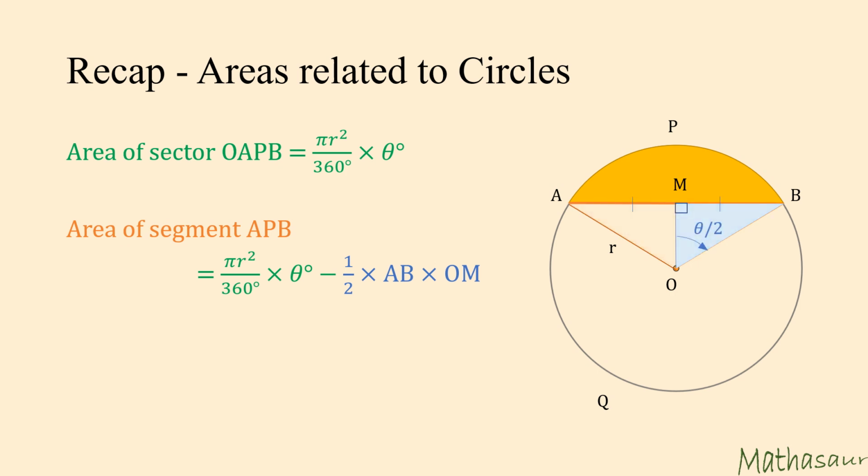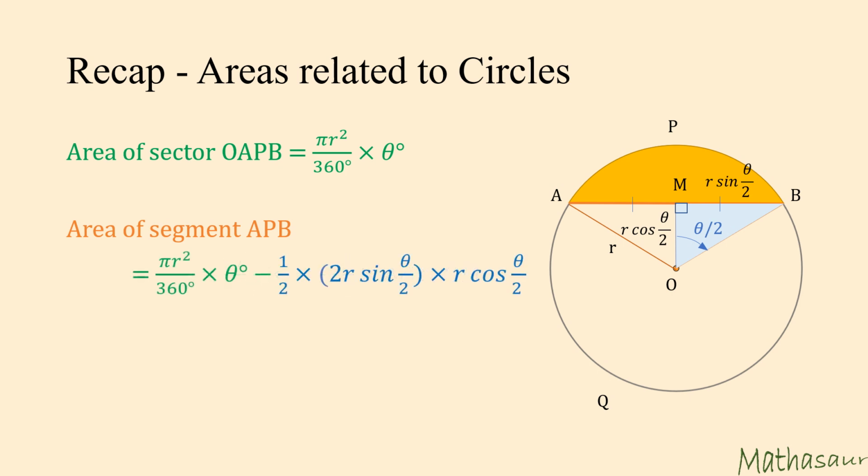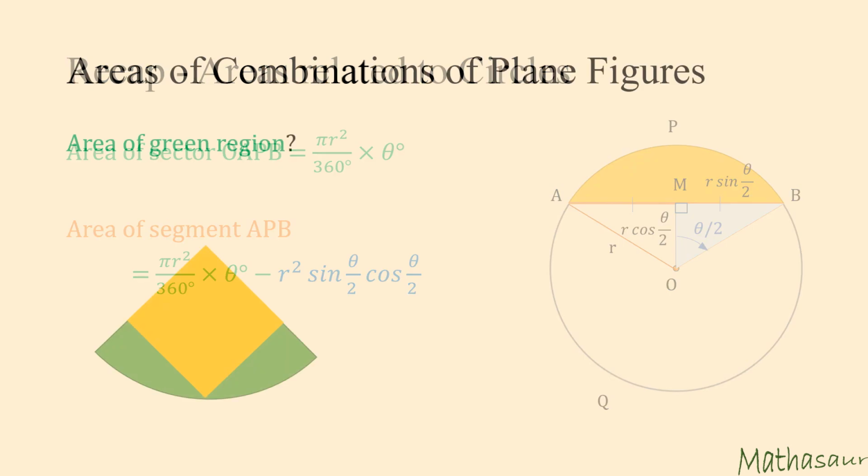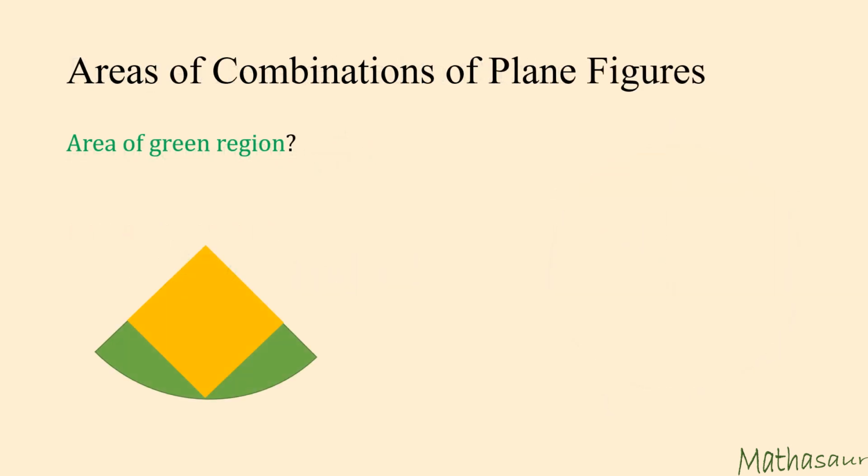This tells us that angle BOM is equal to theta by 2. Also, AM would be equal to BM. These are corresponding parts of congruent triangles. Then we applied trigonometric ratios to the triangle BOM. So we got OM as r times cos theta by 2 and BM as r times sin theta by 2. We could substitute these values and find out the formula for area of segment APB. Now let us go back to the combinations of plane figures that we saw earlier.